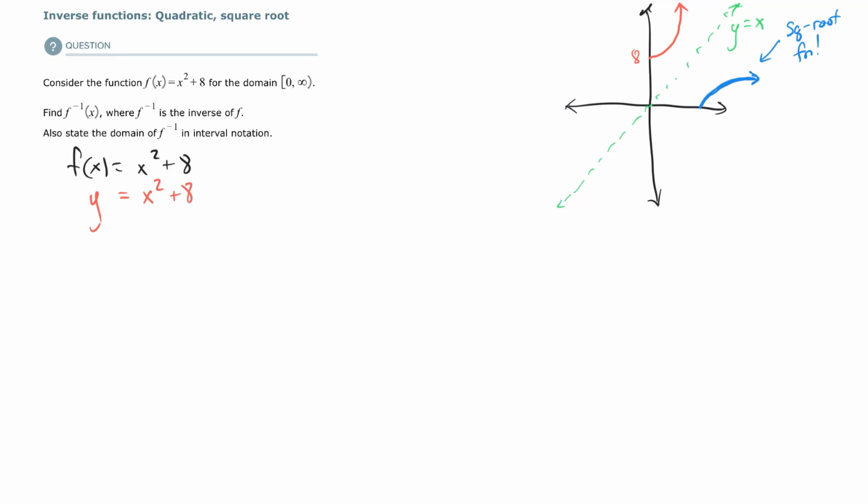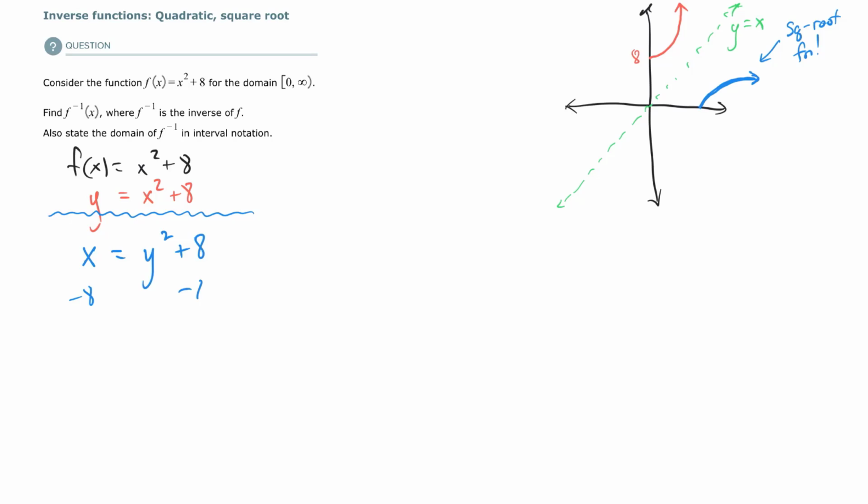Now we're going to take a different equation by switching the input and output. Okay. So switch the y's and the x. Our new equation will look something like this. X is now equal to y squared plus 8. And our goal is to solve for y.